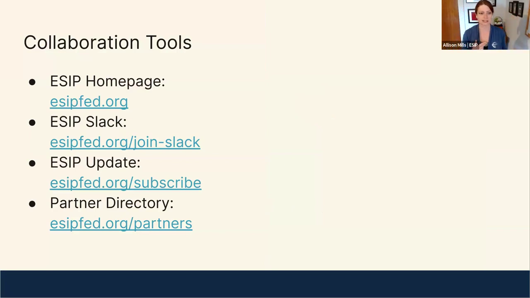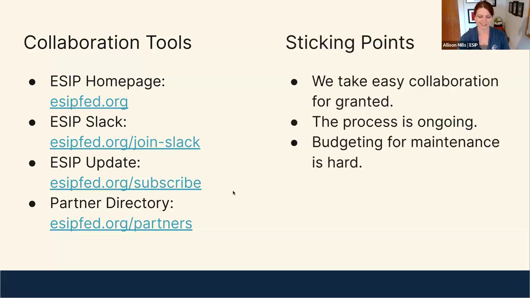Obviously our website, Slack, the ESIP update, which we use MailChimp for and integrates neatly with our website and several other platforms. And then our partner directory, and we use MC Trade to develop that. But there are some sticking points. So as we clean up and take out some of the friction in our IT platforms, it's a blessing and a curse. And here's why.